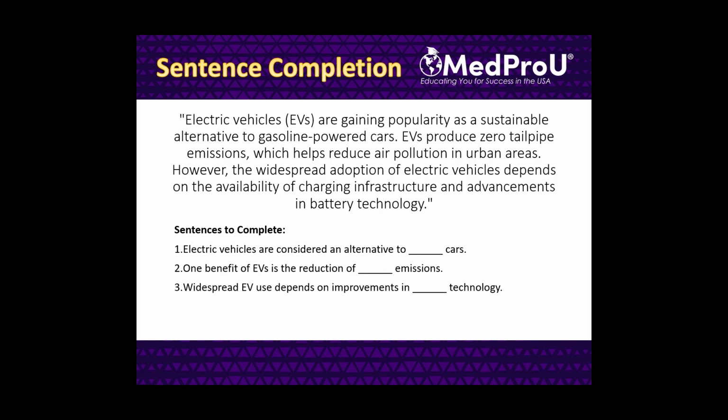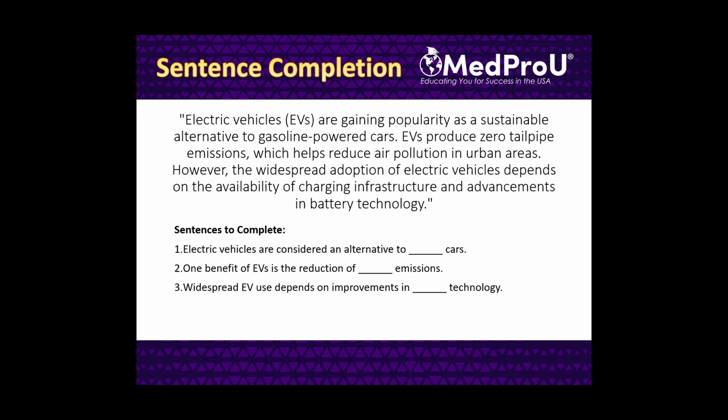Electric vehicles are considered alternative to blank cars. It's on the first sentence. It has to be gasoline-powered. As you can see, there's a hyphen, so you have to copy how it was written. Without the hyphen, it's different. Gasoline hyphen powered. Again, copy exactly how it was written.